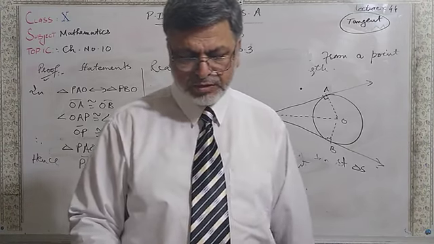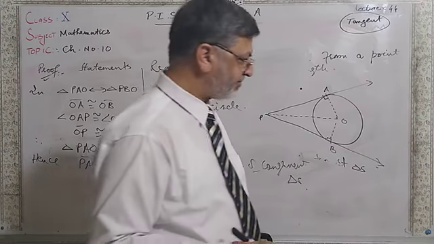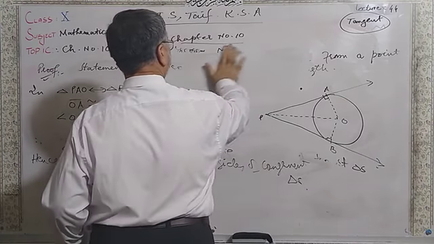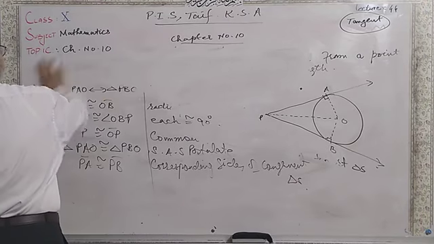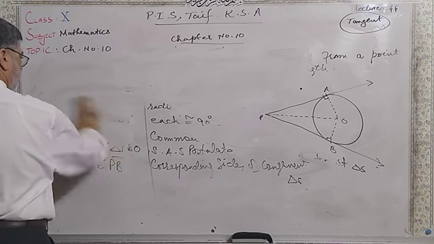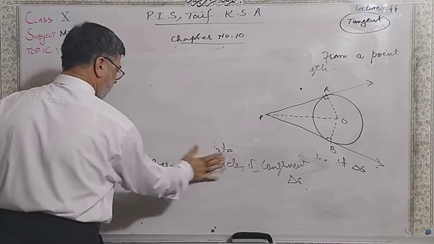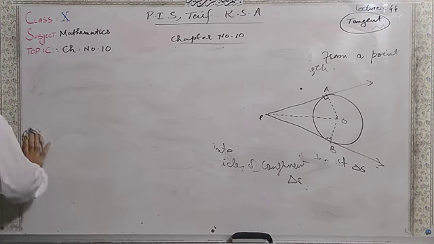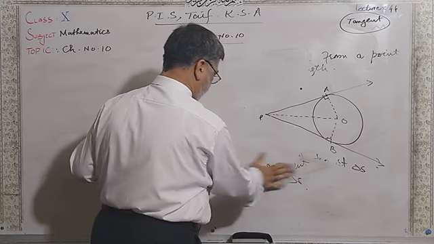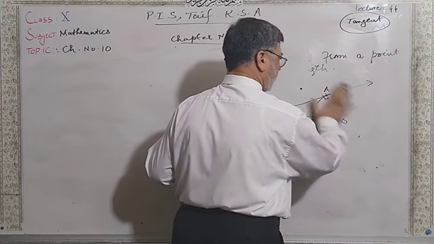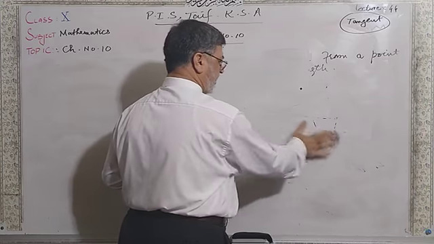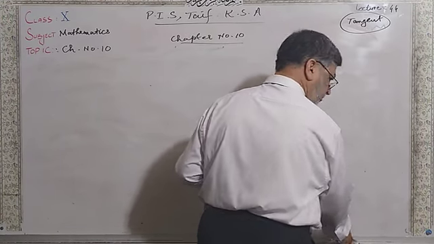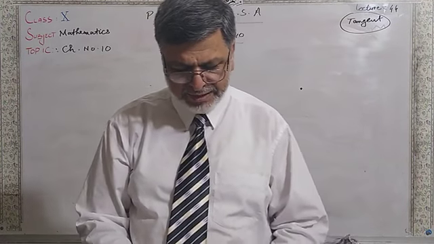Now we are moving to theorem number 10.4A. So, dear students, in chapter number 10, we are given theorem number 3, theorem number 4A, and theorem number 4B. So three theorems are given according to the revised reduced syllabus in chapter number 10. And inshallah, we will do it. We have theorem number 4A.